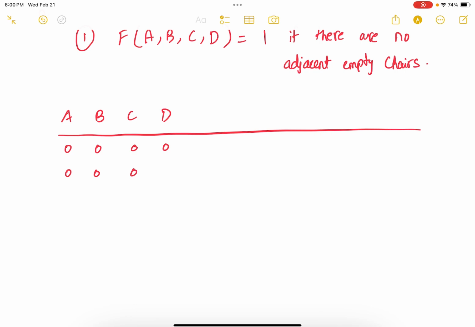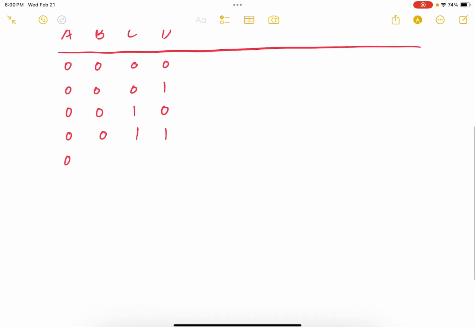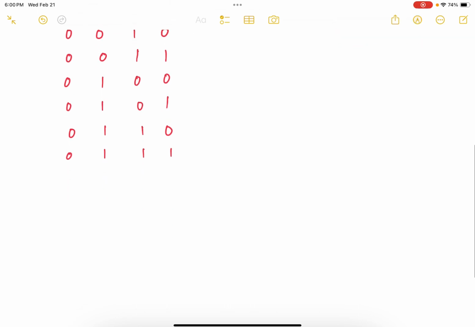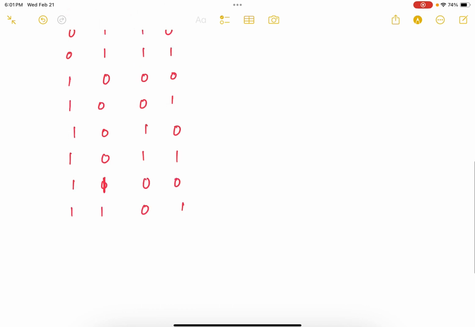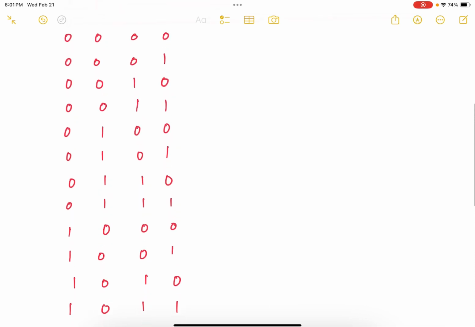A, B, C are empty, D is occupied. A, B are empty, C is occupied, D is empty. So on. I can just write down the combinations. So that's 8 combinations. Let's keep moving. Let's keep going forward. So we have 16 combinations in total.